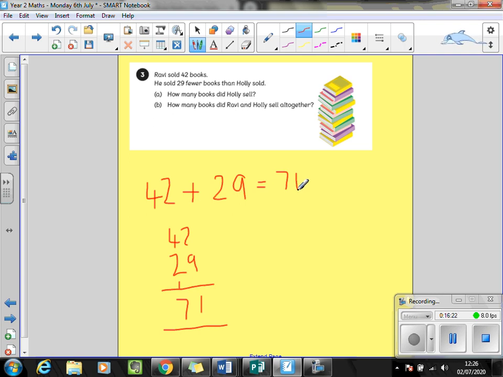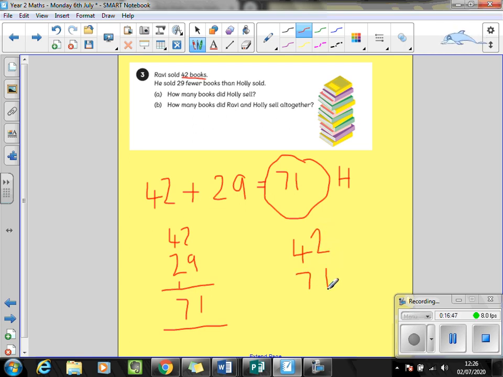Question B. How many books did Ravi and Holly sell altogether? Well, we know that 71 is the amount that Holly sold. That H is reminding me that's Holly's amount. And looking back at the question, it clearly says that Ravi sold 42 books. Simply going to add 42 and 71 together.